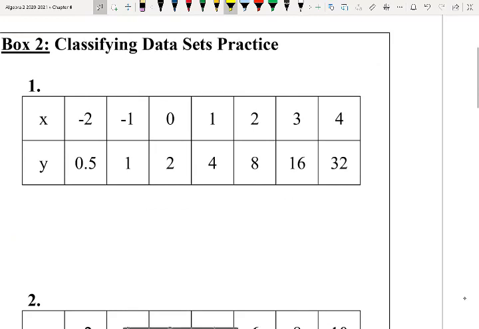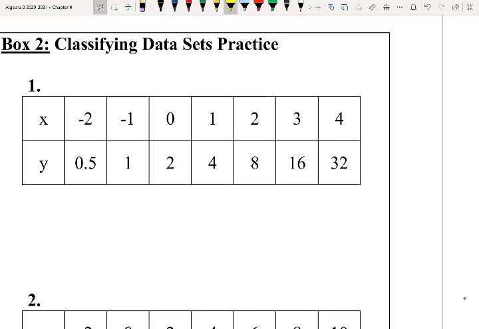So in box 2, we're going to go ahead and take a look at that. So again, first thing we need to make sure we're checking on is that our x values are evenly spaced. So for number 1 here, we're going from -2, -1, 0, 1, 2, 3, 4. So very obvious that that is evenly spaced. I'm just increasing by 1 for my x values, so I'm good. Now we get to focus in on the y values.